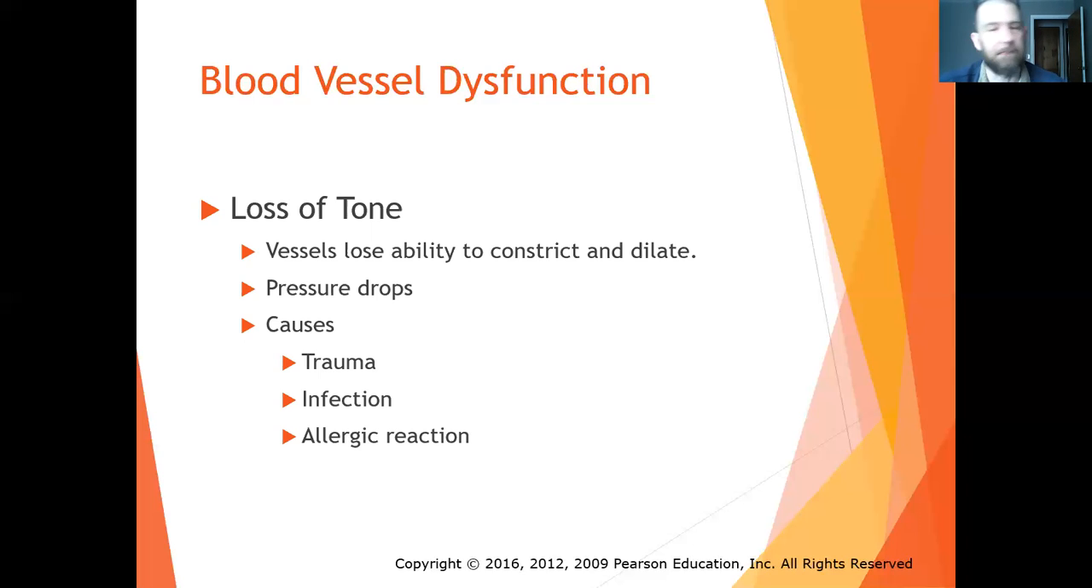Causes for this can be trauma, infections, and allergic reactions. So loss of tone is the loss of the ability to control their diameter, whether they're small or big. When that happens, our body loses the ability to control our blood pressure via this route. So it's not a good thing. Loss of tone is basically loss of muscle use in the blood vessels.